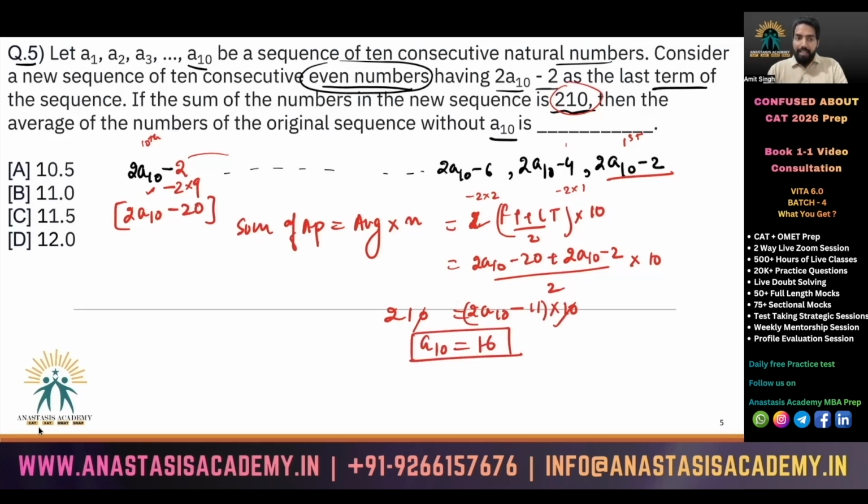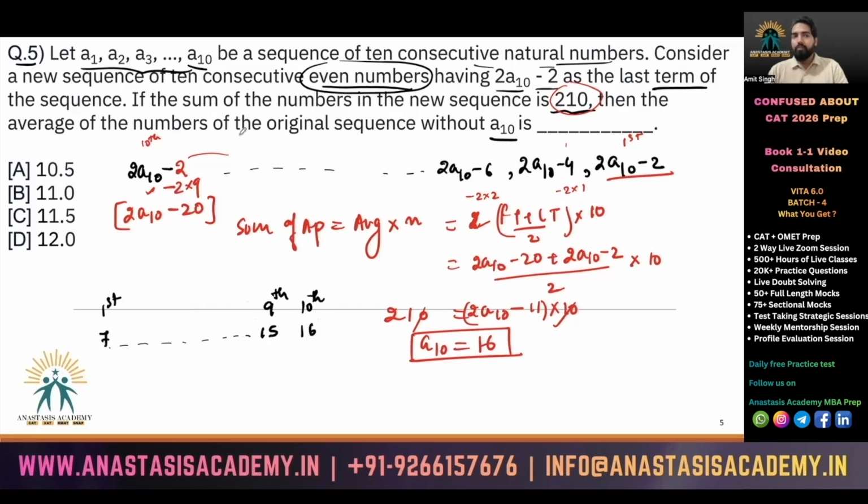Now I need to form the initial sequence of 10 consecutive natural numbers, where the tenth number in this series was 16. The ninth would have been 15, and so on. So your first number would have been 7, because 16 minus 7 would be 9, and 9 plus 1 would be 10. That's how you find the number of terms in a series of natural numbers. So the first term would have been 7.